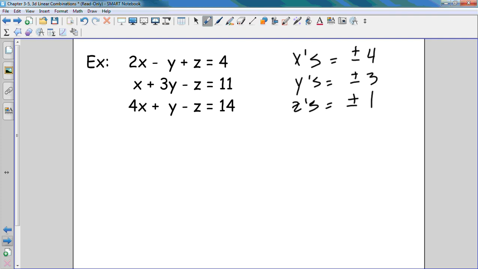So when I go to eliminate, which one would you choose to eliminate? X, Y, or Z? Z's. I would choose the Z's because I would rather have ones than threes and fours. Now when you choose them, make sure you write down what you're choosing, or you can circle it or whatever. Don't forget you are eliminating these.